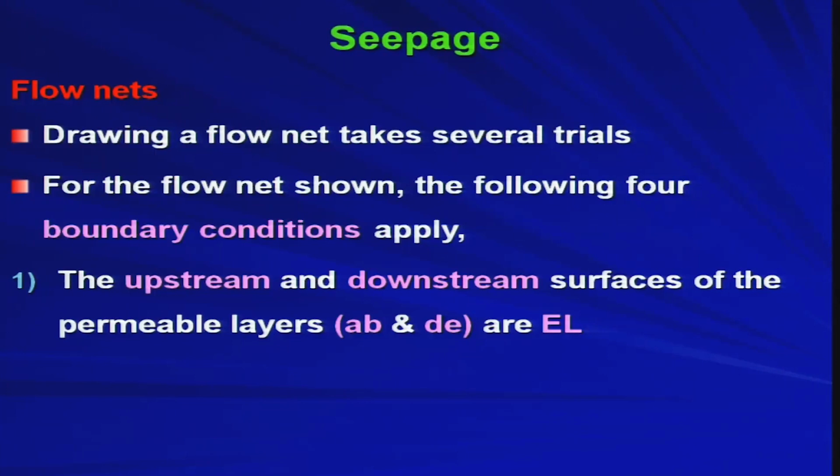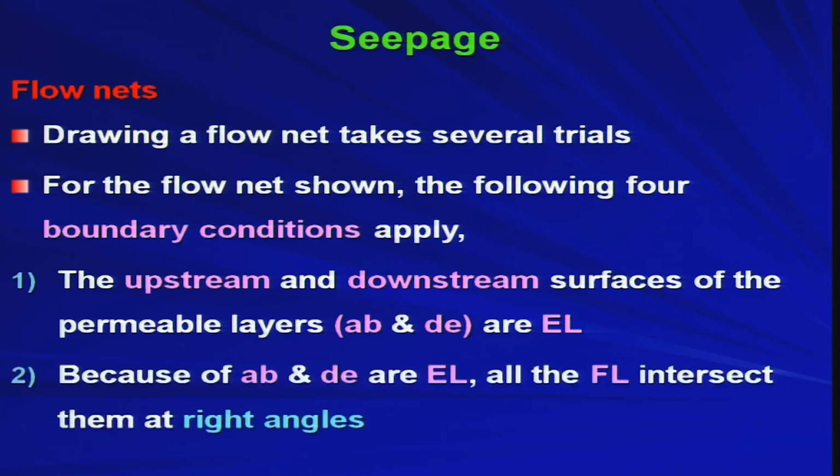Because already we have seen that this line AB is an equipotential line, that means on the upstream side the bed, and on the downstream side the bed, that is DE, are the equipotential lines, right. So, this is the first boundary condition. Now, the second one is, because AB and DE are equipotential lines, all the flow lines intersect them at right angles, it has to be, right. So, that is the important criterion for flow lines and equipotential lines to be constructed.